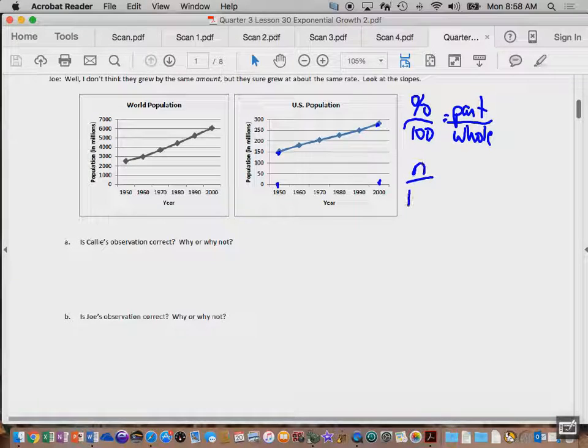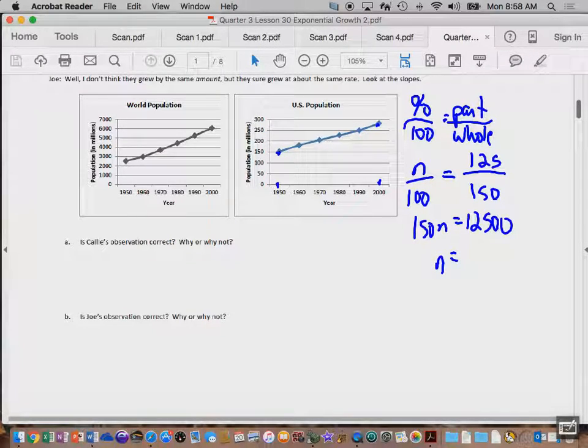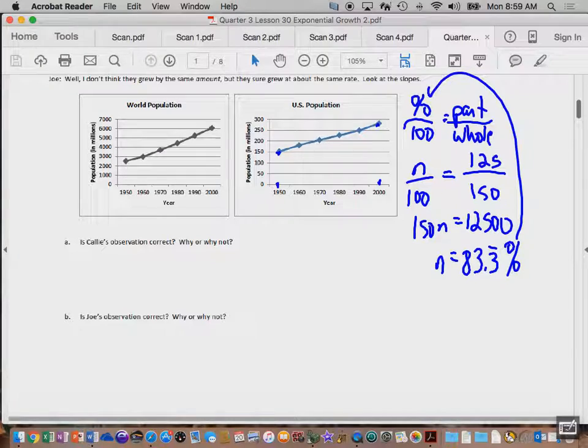It wants the percent, so that's n over 100. Now, the part is how much it went up. If it went from 150 to 275, how much did it go up? 125. 125. Out of the whole, which is the initial amount, which is 150. So if we do a little cross multiplying here, I get 150n equals 12,500. Could somebody do that division and tell me what you get? It should be like 83% or so. 12,500 divided by 150. 83.3 repeating. Good, okay, so we'll go 83.3 repeating percent because it goes in the percent place.